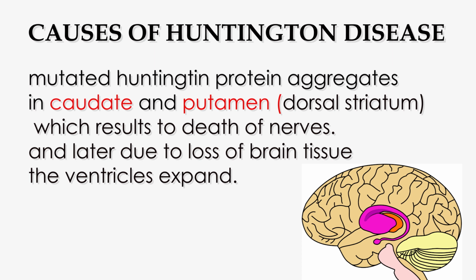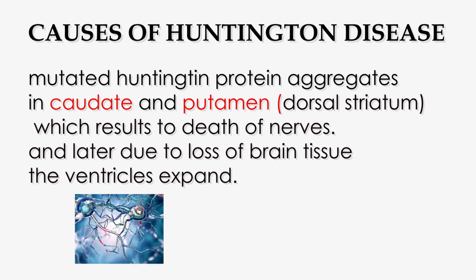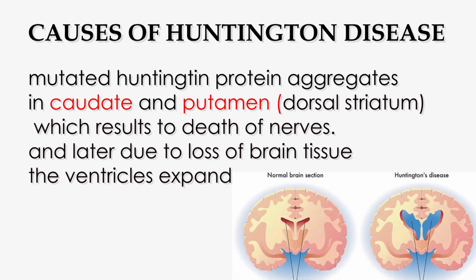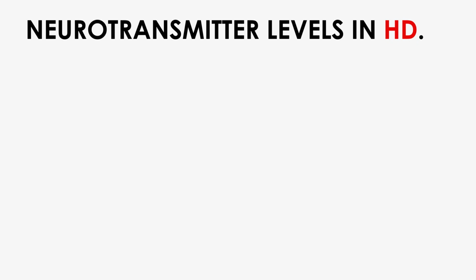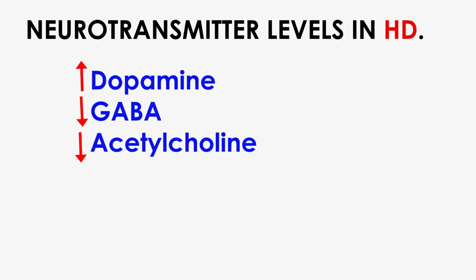The aggregation of huntingtin protein causes overexcitation of the neuron and later leads to the death of nerves in this area. This loss of brain tissue causes the expansion of ventricles. Therefore, the neurotransmitter level in the brain shows elevated dopamine levels and reduced GABA and acetylcholine, which means in Huntington disease, inhibitory neurotransmitters are depleted in the brain, resulting in uncontrolled movement.